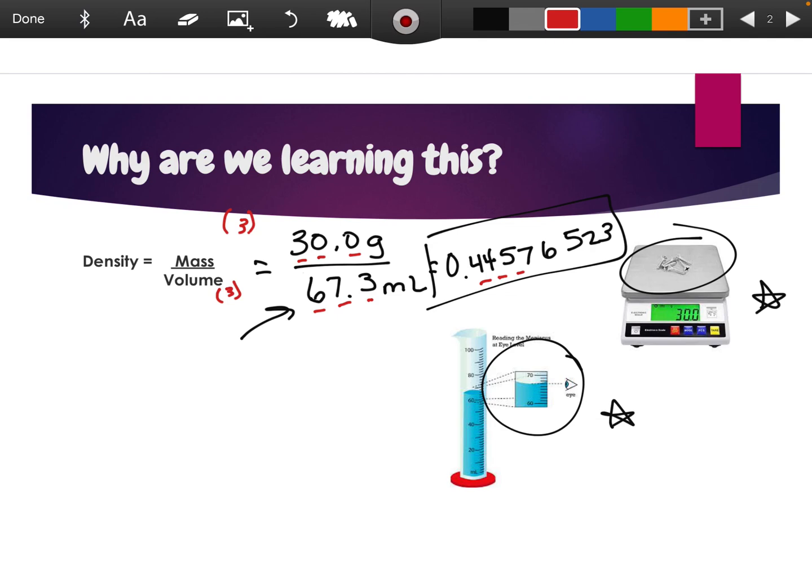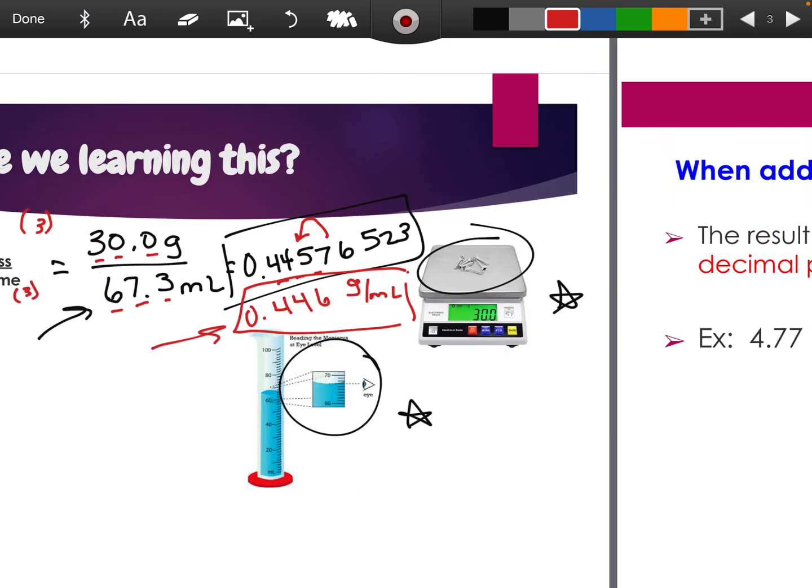When we take this number and round it, we'll keep the 4, we'll keep the 4, we'll keep the 5. The 7 is going to cause that 5 to round up. So our final answer would be 0.446, and then we would add the unit grams per milliliter. This would be a more accurate value for our density because it takes into account how precise the measuring tools were that were used in this calculation.